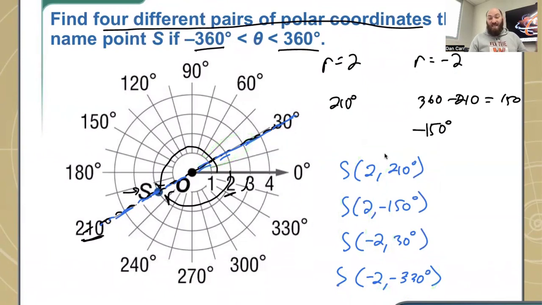Okay. And that's actually it for polar coordinates. It's just an introduction to how we can plot them. So that's all we want to do for today. So again, our polar coordinates are made up of an r and a degree, either in radians or degrees.